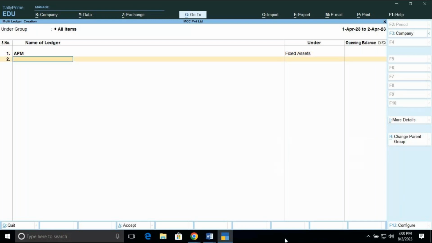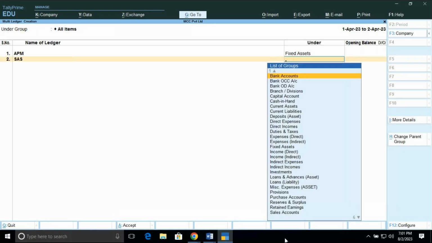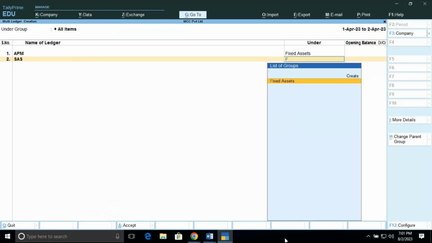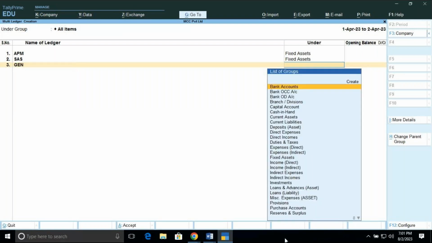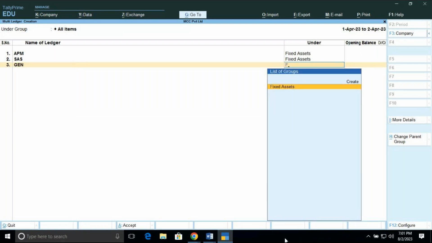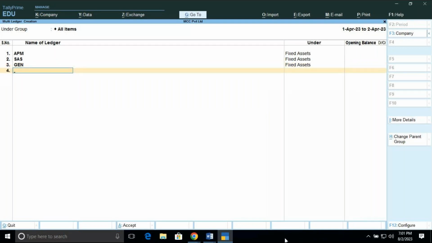Now the second asset you create is the security alarm system. That is also a fixed asset. You link it to fixed asset. Don't give an opening balance, as I told you. Now the generator. For the generator you give fixed asset. Don't give an opening balance. The last ledger to be created is Alpha Traders.